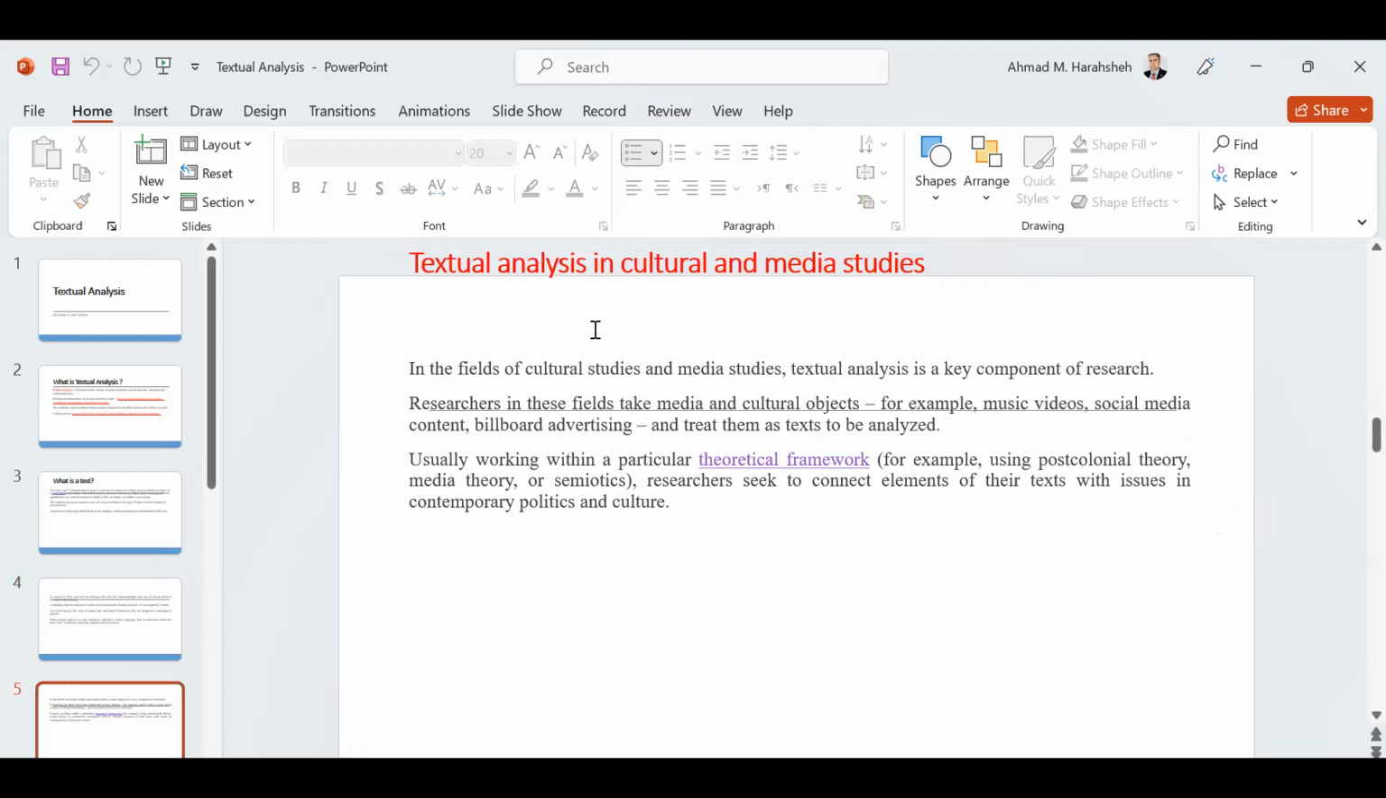طبعا textual analysis in cultural and media studies هذا مشهور جدا نستخدمه احنا في دراسات الترجمة. In the fields of cultural studies and media studies, textual analysis is a key component of research. Researchers in this field take media and cultural objects, for example, music videos, social media content, billboard advertising, and treat them as text to be analyzed.